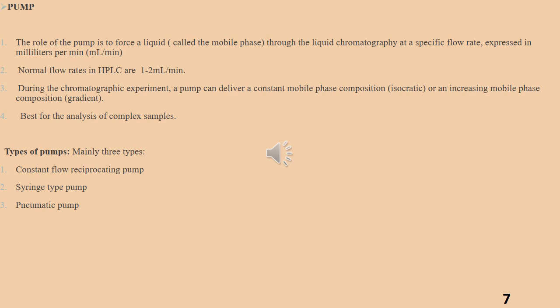The role of the pump is to force a liquid called the mobile phase throughout the liquid chromatography at a specific flow rate expressed in milliliters per minute. Normal flow rates in HPLC are 1 to 2 ml per minute. During the chromatographic experiment, a pump can deliver a constant mobile phase composition, that is isocratic, or an increasing mobile phase composition, that is gradient, best for the analysis of complex samples.